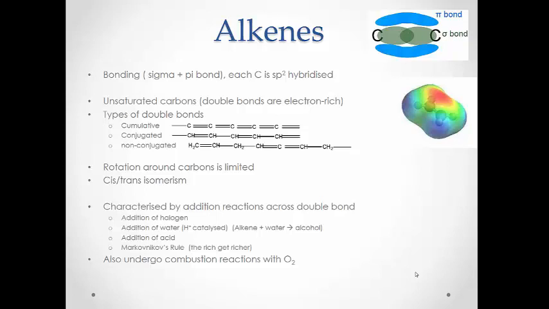So the thing that characterizes alkenes over alkanes is the addition reaction. Because you've got a double bond there, you've got two electrons in there that can react quite easily. So they're happy to add a halogen, or add water across the double bond to make an alcohol, or just hydrogens across it, and this is where we get into Markovnikov's rule and the rich gets richer, which we'll talk about again in a minute. They also undergo combustion reactions with oxygen, the same as the alkanes do.